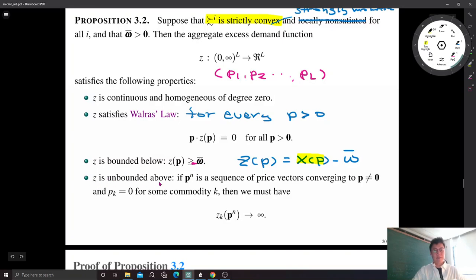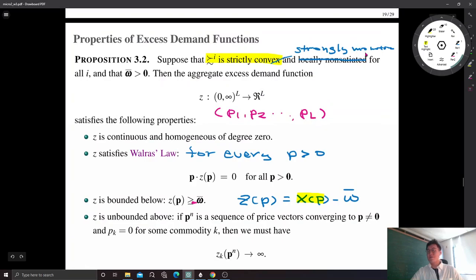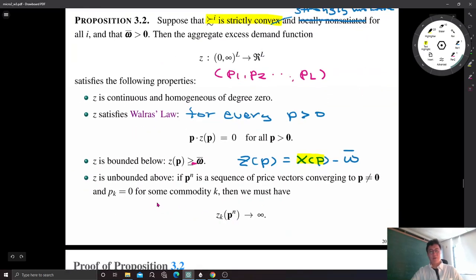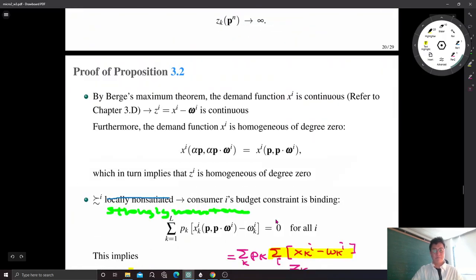And the last property is a little bit complicated. The proof is complicated, but the underlying idea is really simple. Suppose that the price of some good K is equal to 0. Under the assumption of strong monotonicity, if good K is desirable and its price is almost equal to 0, the demand function will diverge to positive infinity. So the excess demand function for good K also diverges to infinity.